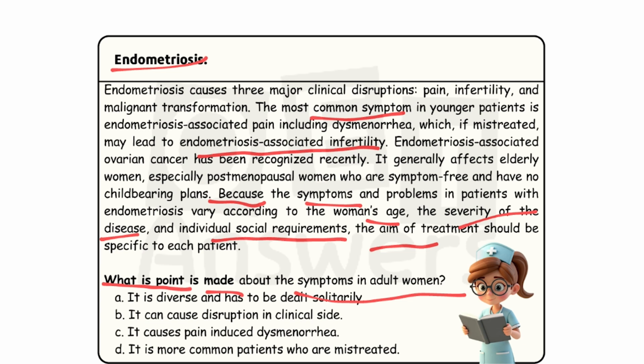So read the last line of the paragraph: the aim of treatment should be specific to each patient. So it has to be dealt with. Dealt means dealing with the condition, right? Solitarily means individually or alone, we have to treat the patient. So it is diverse and has to be dealt with solitarily. The exact information you can see in the paragraph's last line. They have listed what the symptoms and risk factors are, which are very diverse, but when we are treating the patient we should focus individually. The exact information they have given.